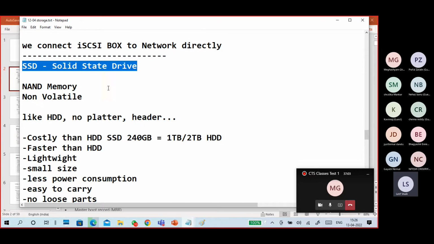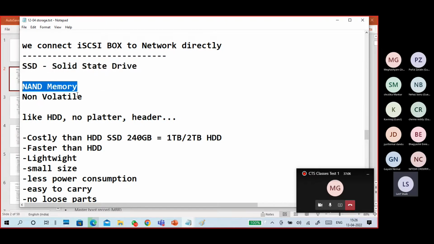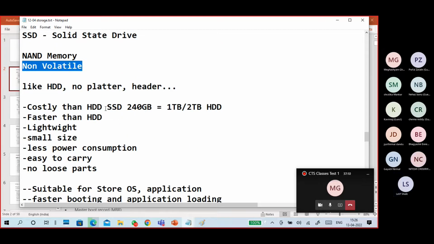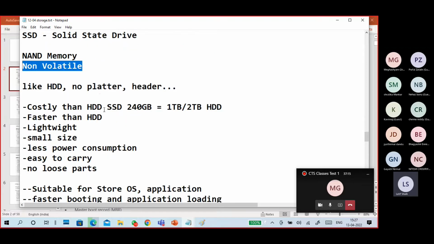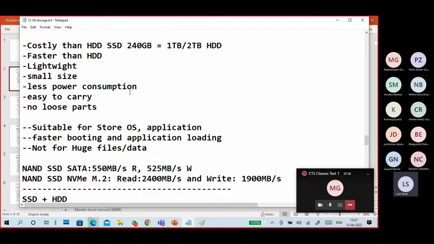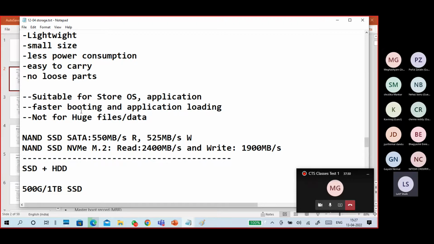Next, solid state drives. What is a solid state drive? It is nothing but NAND memory, a non-volatile memory type. It is like a hard disk, but we don't have any platters or heads. Those kinds of parts are not there. It is purely a circuit board. It is costlier than a normal hard disk, but faster. Lightweight, small size, less power consumption, easy to carry. It is suitable for storing the operating system and applications, not for regular files or data, because it is costly. Faster booting and application loading is another advantage.